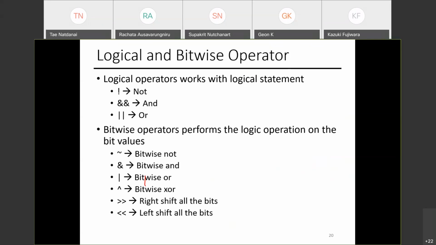You can use the bitwise operator to do the bitwise and, bitwise or, bitwise XOR, and left and right shift. Basically, if I have the binary value 1101 and I do a right shift by 1, you're gonna get 110. Basically, you shift everything to the right by 1 bit. The same thing goes with the left shift.